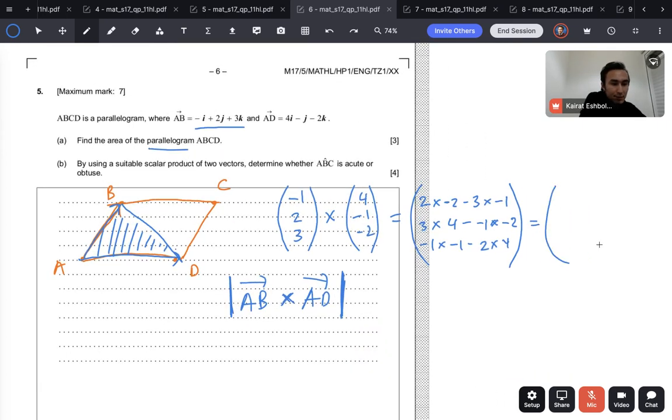So that's the way we find it, and then we just calculate what this is. So 2 times negative 2 is negative 4 minus, and we'll have a negative sign here and a negative sign, so it's going to be +3. So -4 + 3 is -1. 3 times 4 is 12, and then we'll have minus 2, so 12 minus 2 is 10. And then -1 times -1 here is 1, and then we'll have -8. So 1 minus 8 is -7.